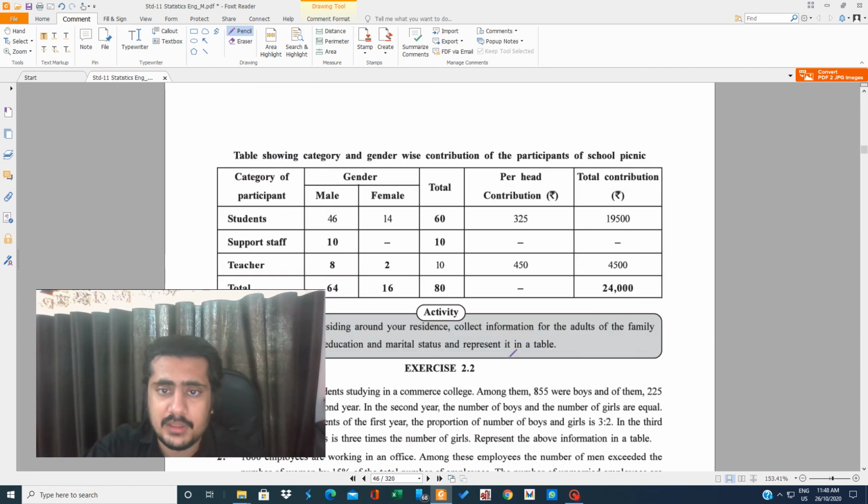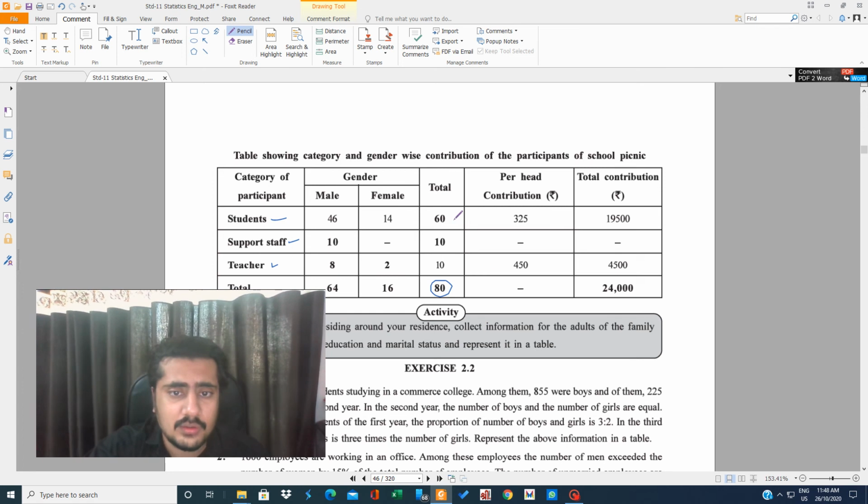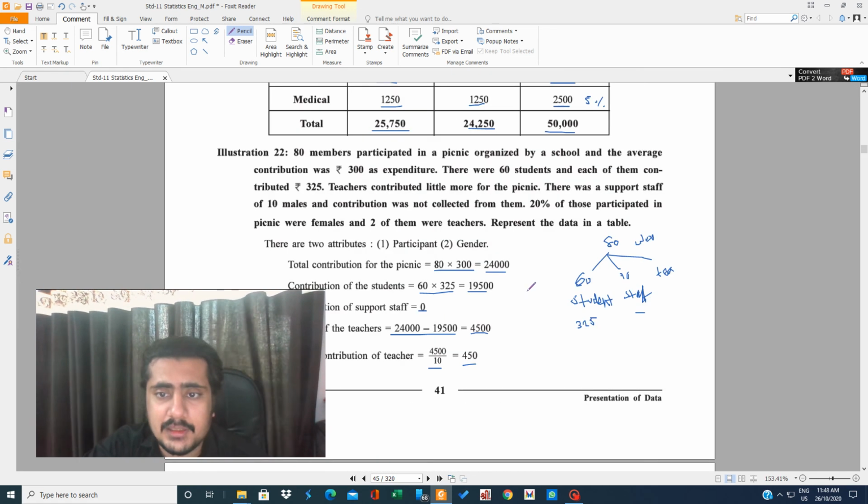Now if I represent the data, it will look like this: student, support staff, teacher. Total there are 80. Now from 80, 60 are students, 10 are support staff, and 10 are teachers. This we have found in the question. Now, how many male and female are there? That we can find from the data given.